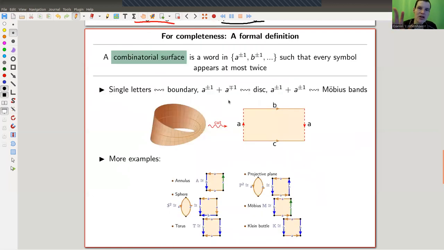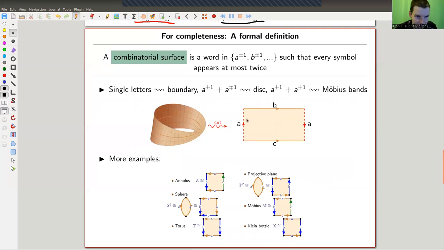Okay, so another definition of a combinatorial surface is just a word in the symbols A, B, C, and so on, plus an orientation, which I indicate with a plus or minus upstairs, such that every symbol appears at most twice, right? So that's a combinatorial surface. For example, here's another example. It's a Möbius strip. The Möbius strip is really easy to produce. You take a piece of paper. It's usually preferable if it's very longish. And you take the two opposite sides, flip one of them and glue them together.